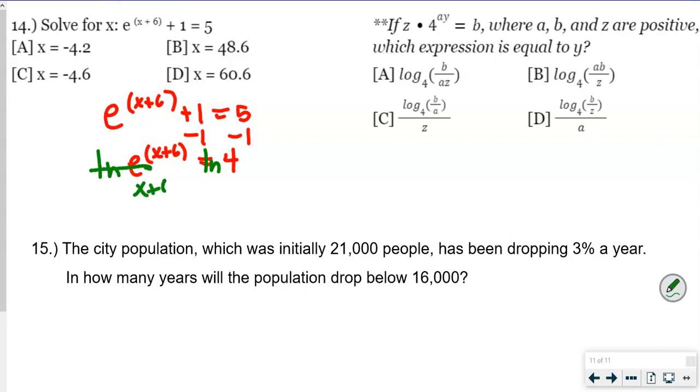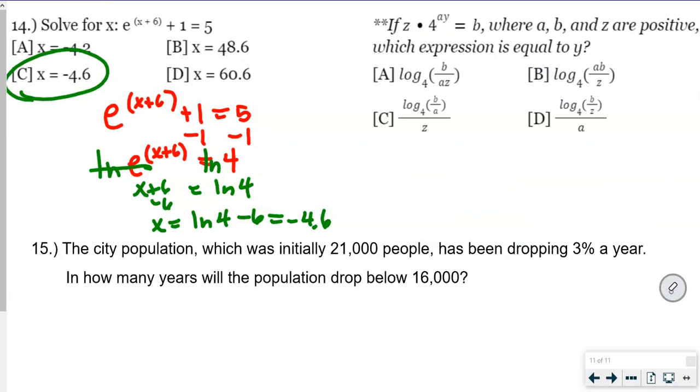So we're going to get x plus 6 here equals the ln of 4. And then we're going to subtract 6 from both sides. So x is going to be equal to the ln of 4 minus 6. So go ahead and take the ln of 4. And when I did that, I got 1.3863. And I'm going to subtract 6 from that. So that's what's going to give me that negative 4.6 right there.